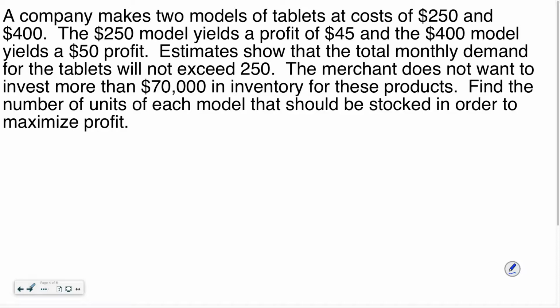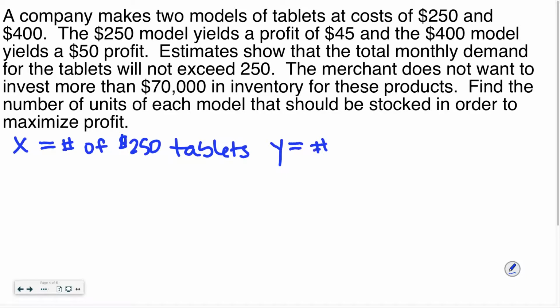So before we even write the objective quantity, what are our unknown values in this problem? The number of tablets. So we have two different models, right? So the number of $250 tablets and the number of $400 tablets.